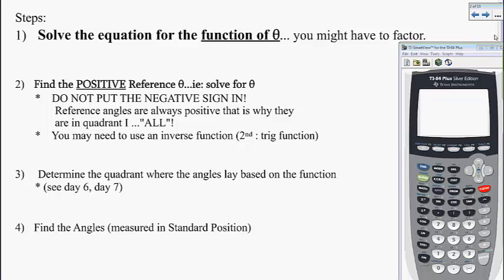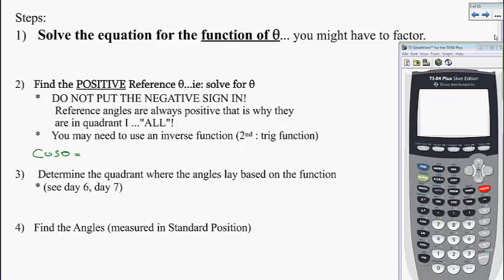In order to solve these problems, we will follow 4 basic steps, 2 of which we already know from Day 6 and 7. We start by solving the equation for the given function of theta. In other words, we isolate the function of theta and place everything else on the other side. Second, we solve for the reference angle by "solving for theta," either by using our chart of known values or using the corresponding inverse trig function.